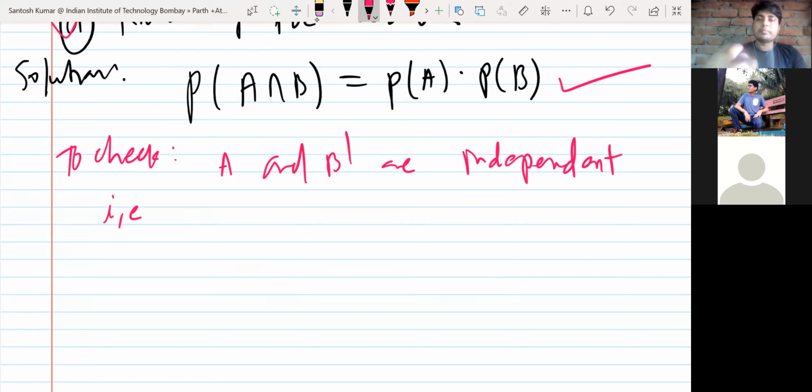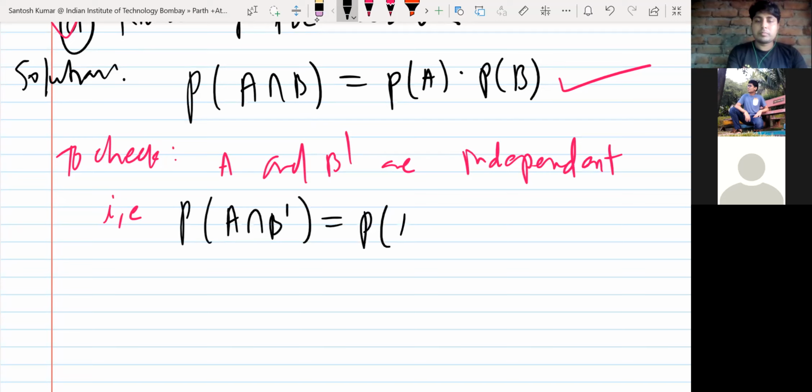Yeah, anyone tell me? A and B dash are independent. So what will be the mathematical meaning of this? Probability of A intersection B equals probability of A into probability of B complement. Right, right. Fine. Yes.